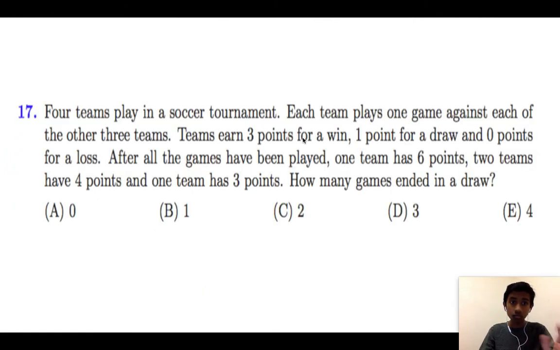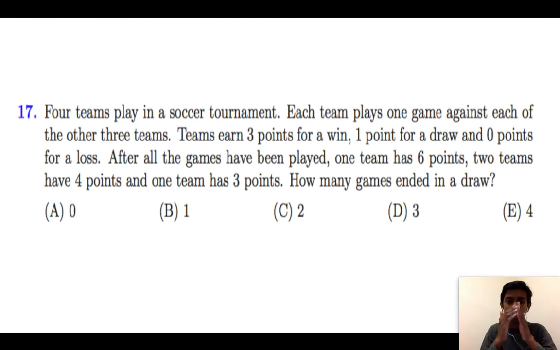Question 17. 4 teams play in a soccer tournament, and each team plays one game against each of the other 3 teams. Teams earn 3 points for a win, 1 point for a draw, and 0 points for a loss. After all the games have been played, one team has 6 points, 2 teams have 4 points, and 1 team has 3 points.